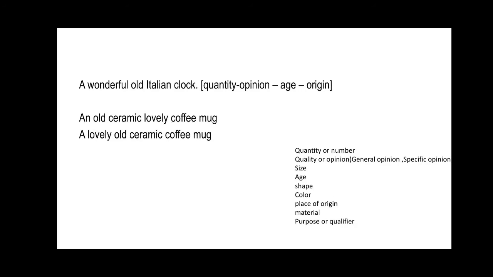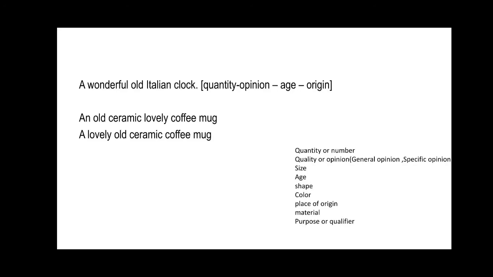First comes determiner, then opinion, for its general opinion. Then age, and then place of origin. So, quantity, general opinion, age, and place of origin. Now, consider these two sentences. An old ceramic lovely coffee mug and a lovely old ceramic coffee mug.